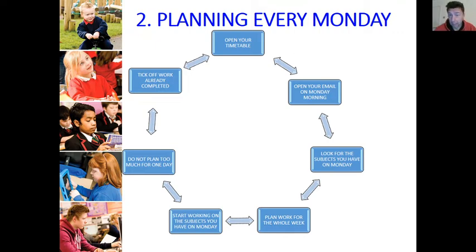Next subject starting at 9:20 could be English. Fair enough, then you look for an email from your English teacher, and again do the same. Plan your week and what has to be done across the whole week. So open your emails, look for the subjects you have on Monday, plan work for the whole week. Start working on the subject you have on Monday. Then do not plan too much for one day, obviously, and whenever you finish certain aspect for certain subjects, just tick it off. It's a nice, pleasant experience, and it means you can move on to the next subject or another part of your lesson.